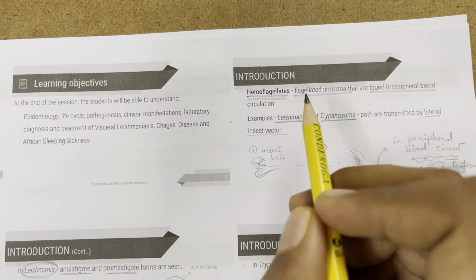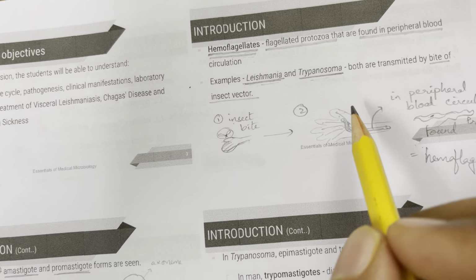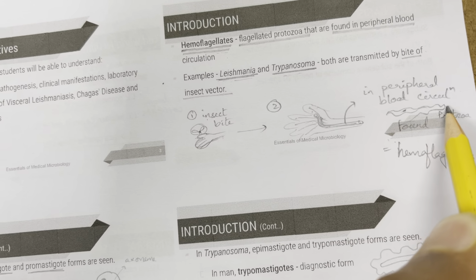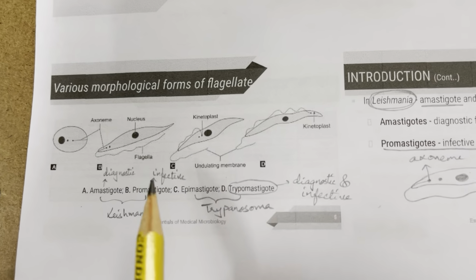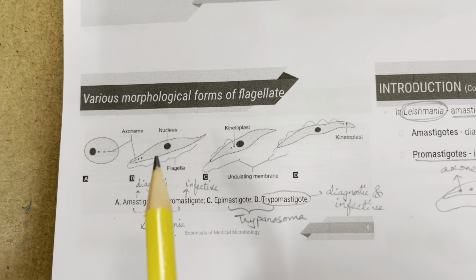As you can see here, all of them have flagella. They are flagellated protozoa that are found in the peripheral blood circulation. Both of these hemoflagellates, leishmania and trypanosoma, are transmitted by the bite of an insect vector. So an insect bite transmits these flagellates into the peripheral circulation. So basically there are various morphological forms of flagellates.